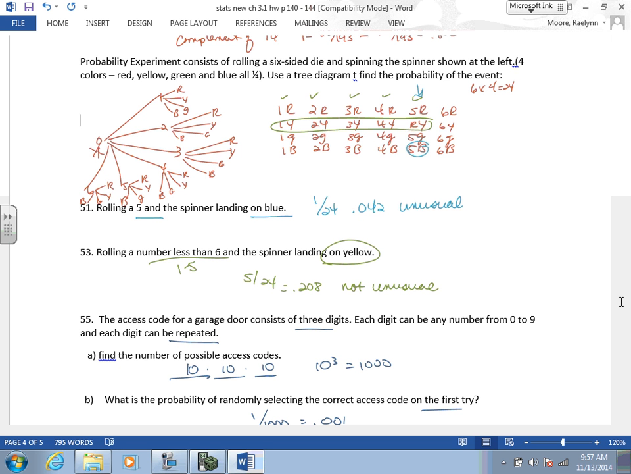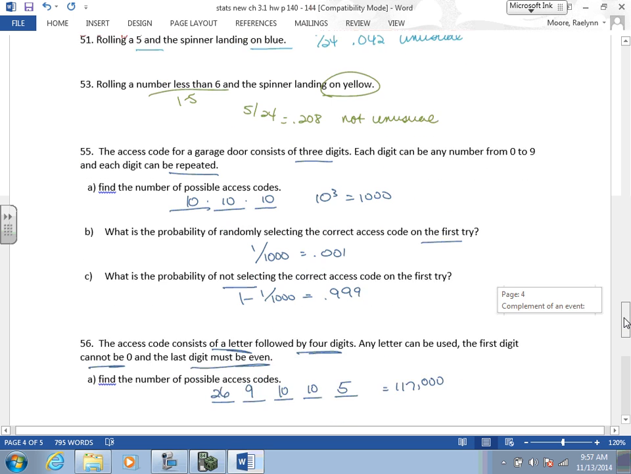Rolling a 5 and landing on a blue, that has to happen at the same time, the ands. So only one 5B we get, 1 out of 24. Rolling a number less than 6, and the spinner landing on yellow, well, your less than 6 are all your 1 through 5s. Go to your yellow, and you got 5 of them. 1, 2, 3, 4, 5. 5 out of 24. Remember your bottom number is what you found in your counting principle.